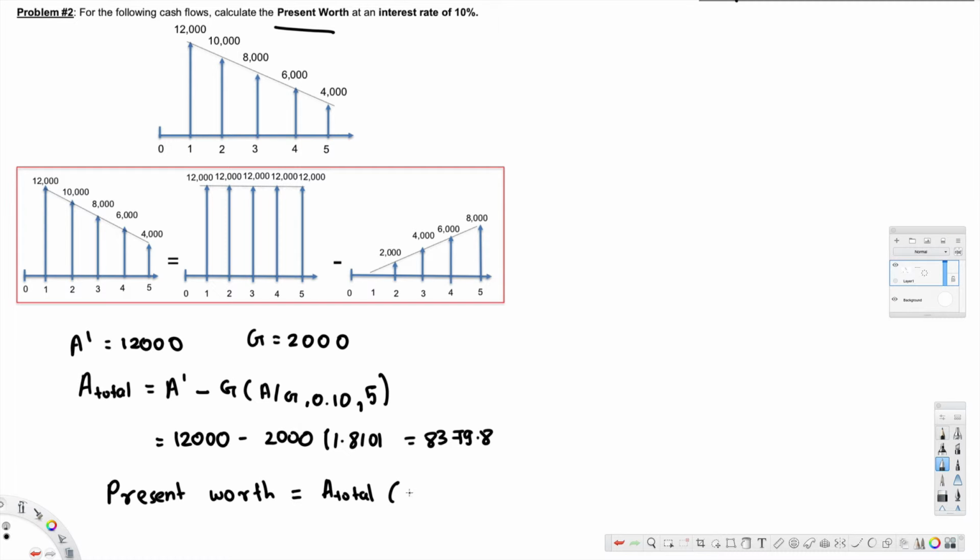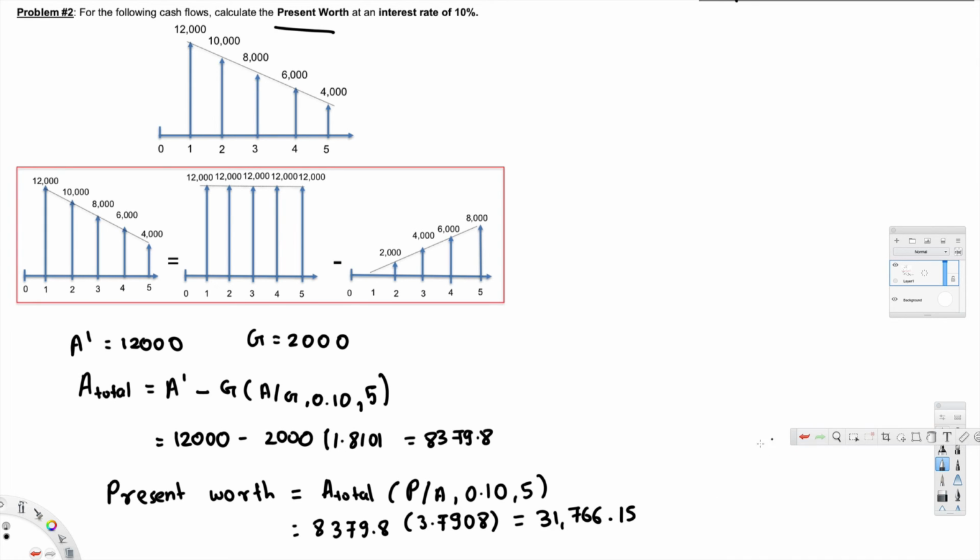total times PA. PA is the series present worth factor, PA, at 0.10 for 5 years, and A total we calculated, that is 8,379.8, multiplied by 3.7908, and that is equivalent to 31,766.15, and that is the present worth.